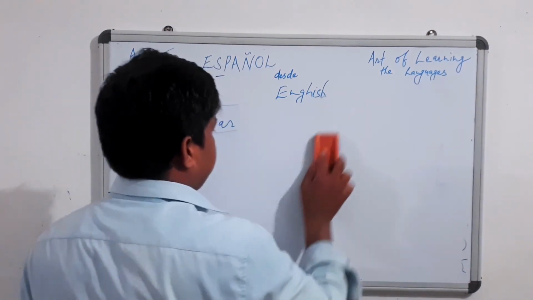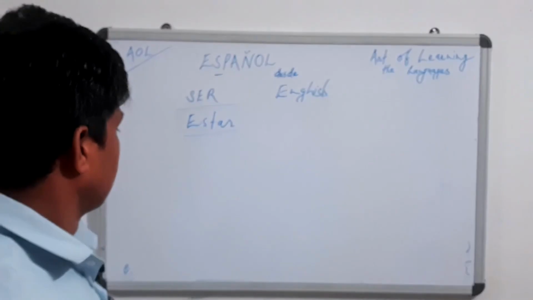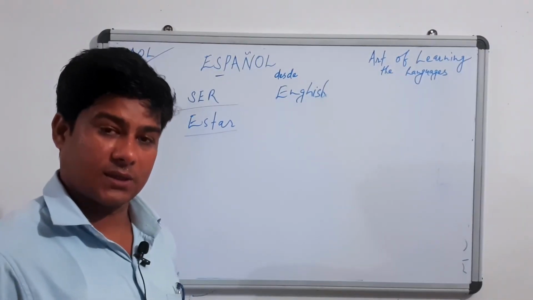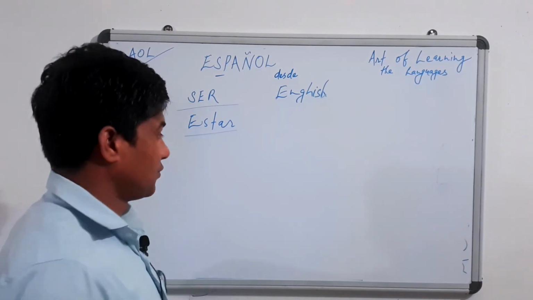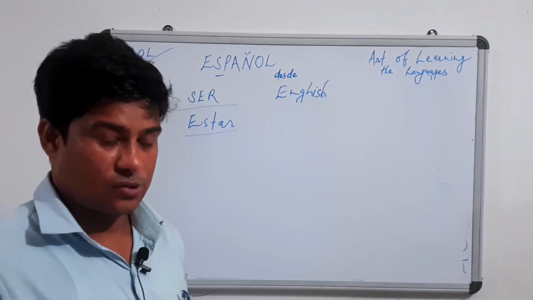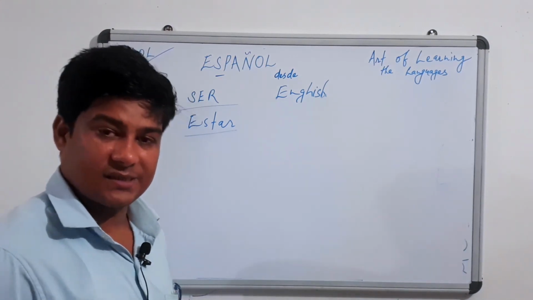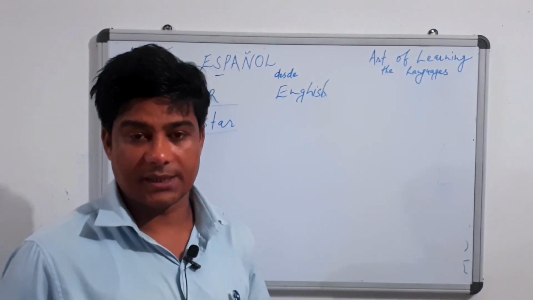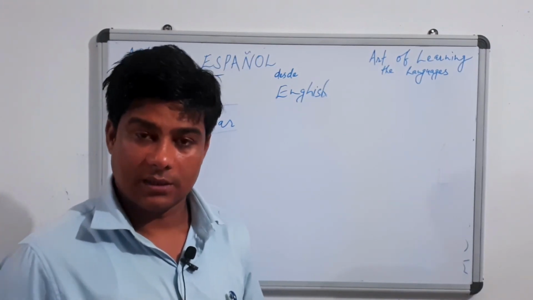Ser is showing our actuality and estar is showing our condition, right? And we have to use soy, eres, es, somos, sois, son. That is the ser form. And estoy, estás, está, estamos, estáis, están in the estar form.